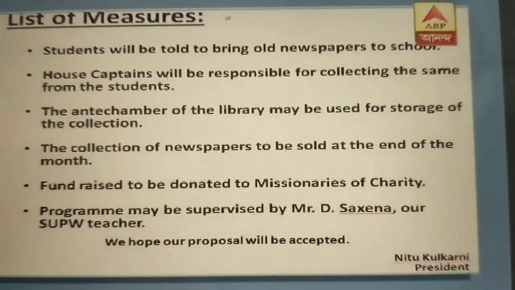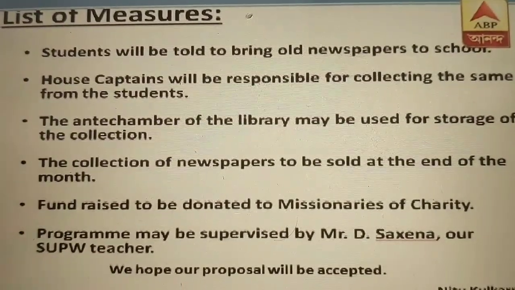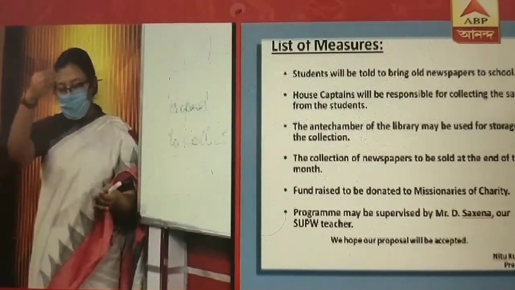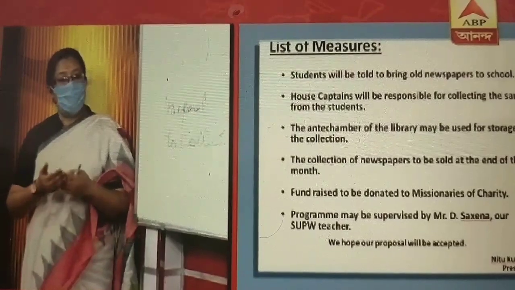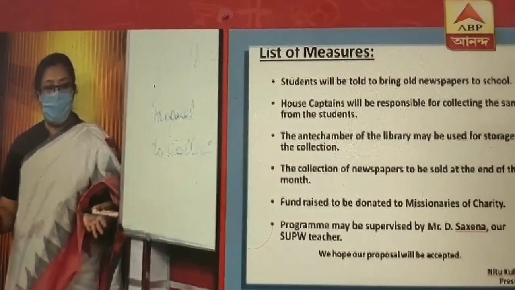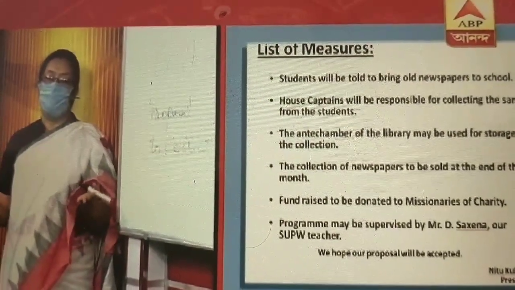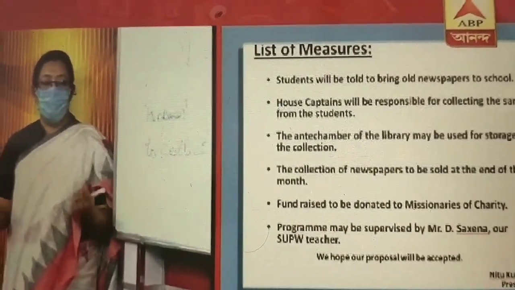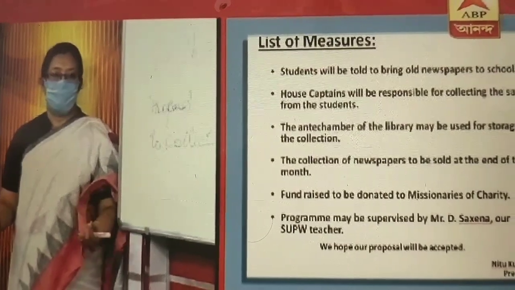Simple thing. What have you done? You've thought about a plan. Now, when you think about a plan, you definitely have a plan how to go about. So you decided on that and you have jotted down the steps. And your proposal is done. Now, what do you want? You want your proposal to be accepted. So you just end up with that one simple sentence. Hope our proposal will be accepted.